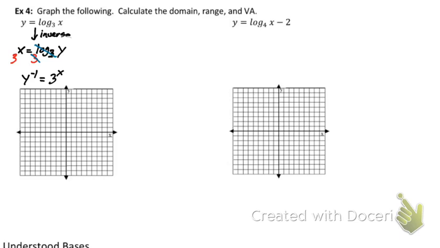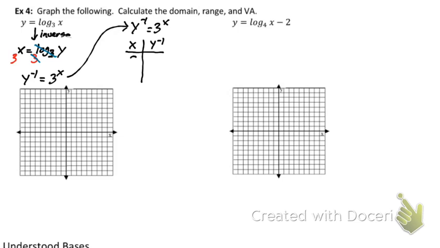I'm still graphing this, but I'm using its inverse to find those points. So now I have y inverse equals 3 to the x. So what I'm going to do is come over here. Y inverse equals 3 to the x. I'm going to come up with an xy table to find two easy points. So we'll have an x and a y inverse.